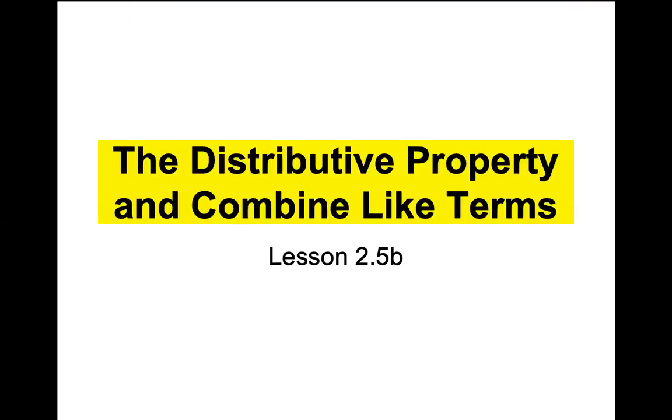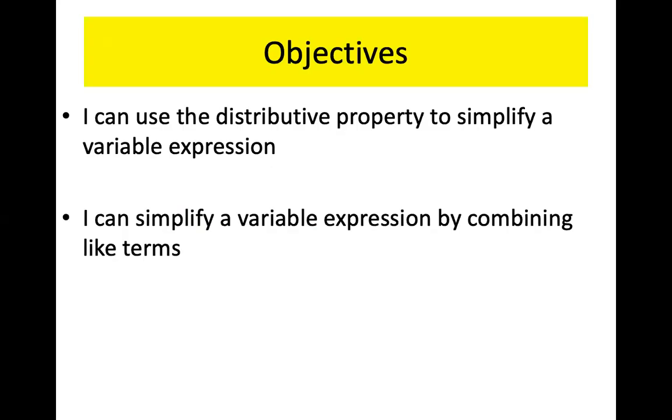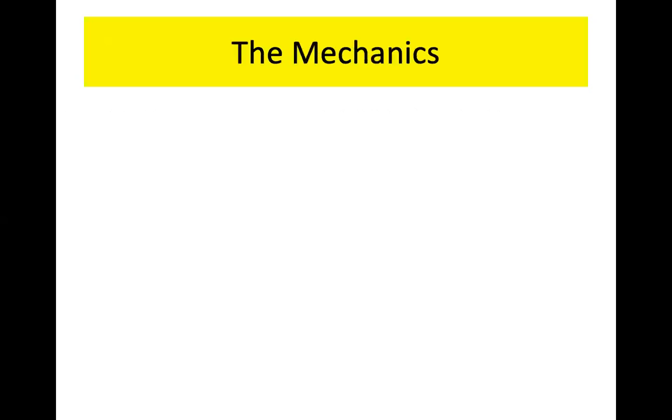We are moving on. So notice what it says. It says the distributive property and combined like terms. All right, so last class was on the distributive property. Today we will still use the distributive property, but we will also do something called combine like terms. Combine like terms. All right, here we go. All right, mechanics. We're going to go over the mechanics of the distributive property real quick.